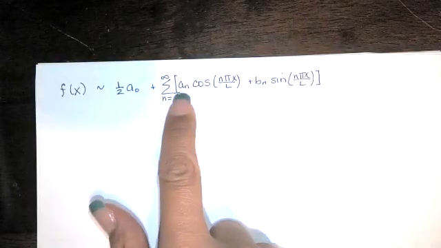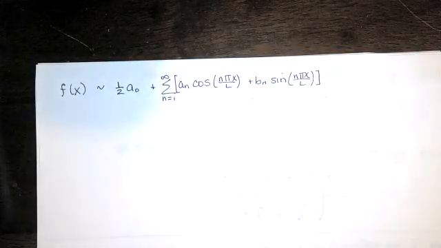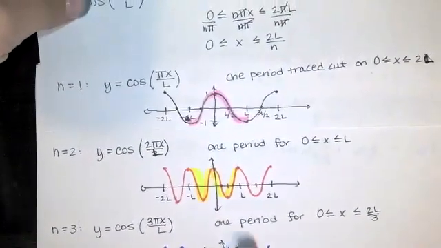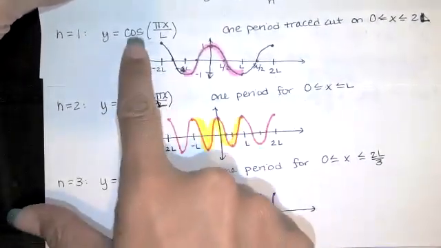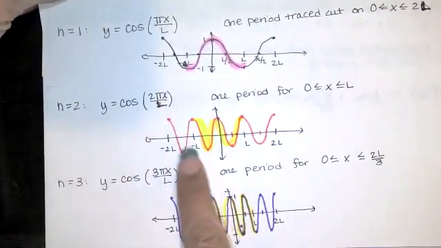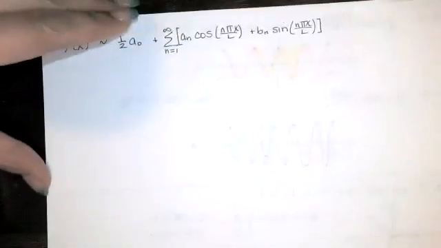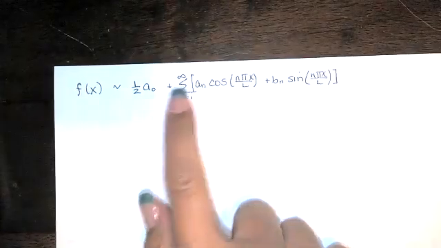These a sub n's, a sub 1, a sub 2, a sub 3, and so on, and the b sub n's, b sub 1, b sub 2, b sub 3, and so on, from n equals 1 to infinity, are the weights of those cosine and sine functions, which are just cosine and sine functions with different frequencies. When n equals 1, we've got 1 cycle on that interval from negative L to L. N equals 2, we have 2 cycles. N equals 3, we have 3 cycles. And the same is true for the sine functions. So the question is, how do you find a sub 0, a sub n, and b sub n?